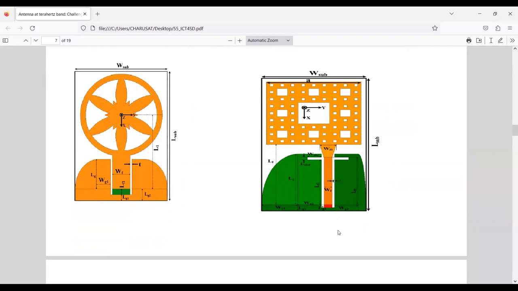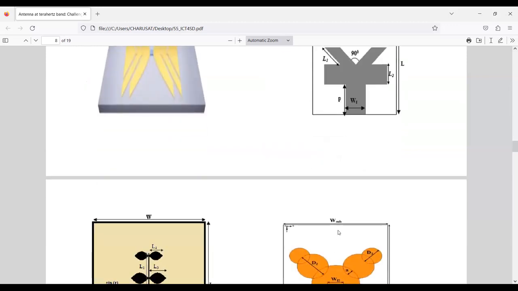On the right hand side, we can see the carpet shape design, which is also proposed in the literature, which is again an ultra wide band antenna that can be used for 6G communication in future. The next is the butterfly shape antenna.